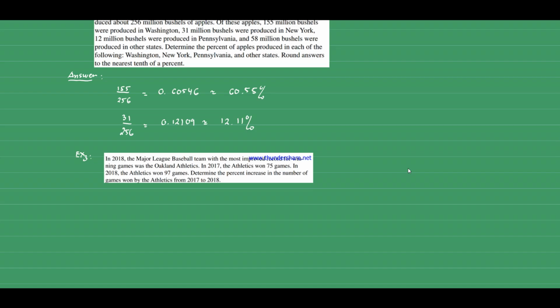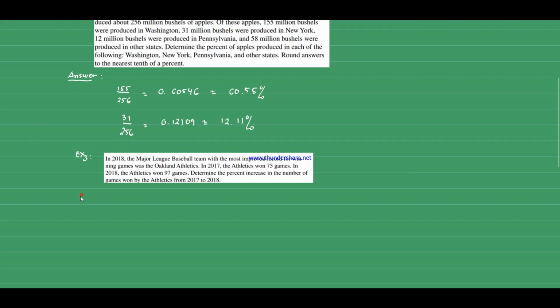So in 2018, the Major League Baseball team with the most improved record for winning games was the Oakland Athletics. In 2017, they won 75 games. In 2018, they won 97 games. Determine the percent increase. Okay, so how are we going to determine the percent increase?